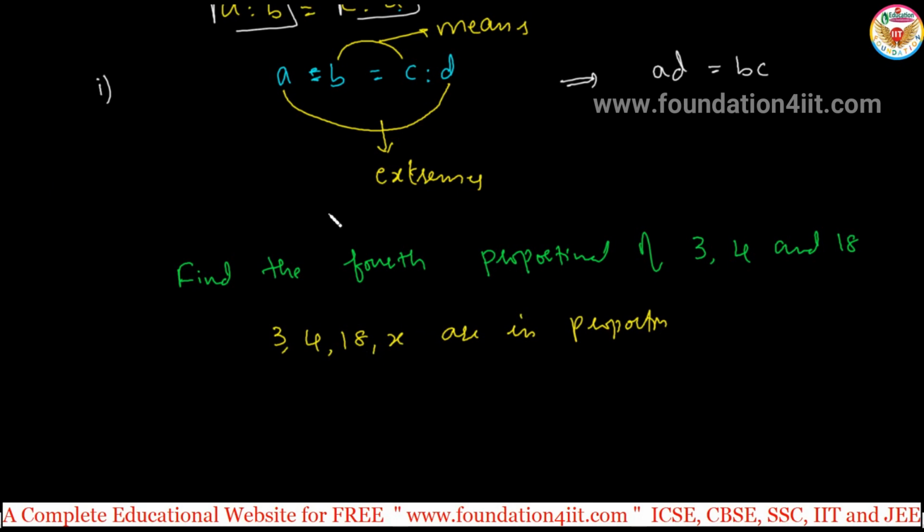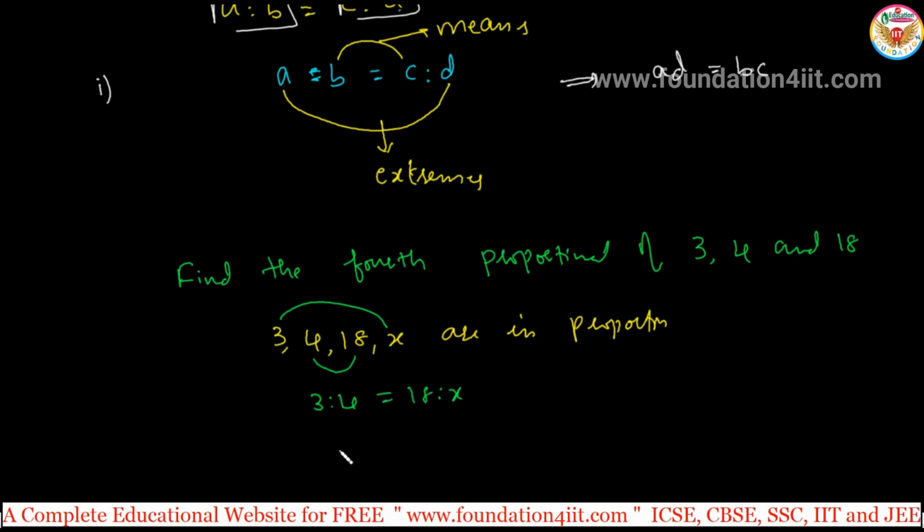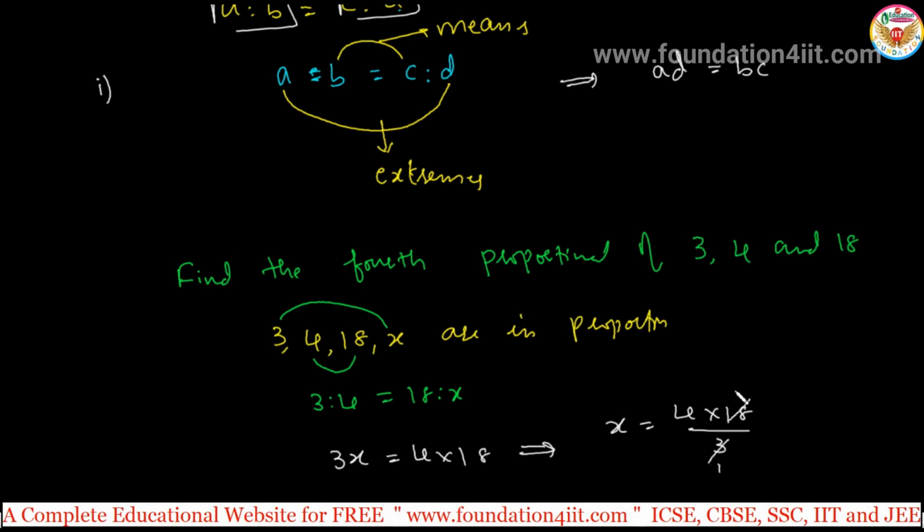According to the rule, the product of the means is equal to the product of the extremes. First and last product should be equal to the middle product. So 3 is to 4 equals 18 is to x. Based on that, 3 into x equals 4 into 18. So x equals 4 into 18 divided by 3. Take the 3 to the right side and cancel: 3 sixes are 18, 4 sixes are 24. So the fourth proportional is 24.